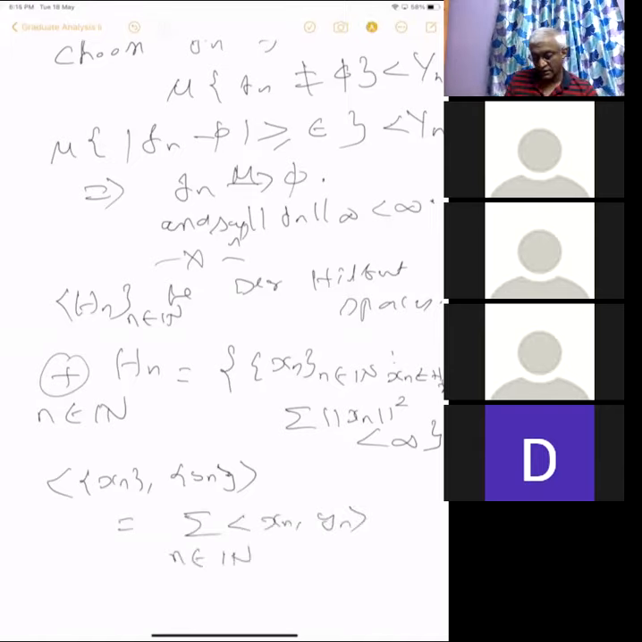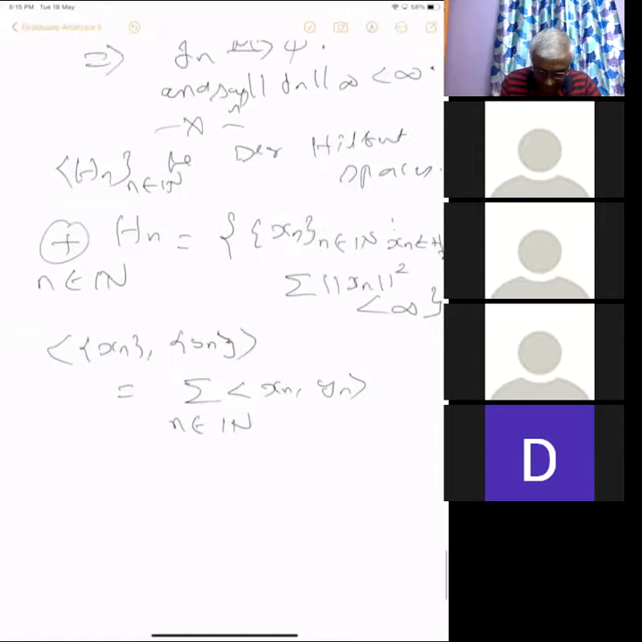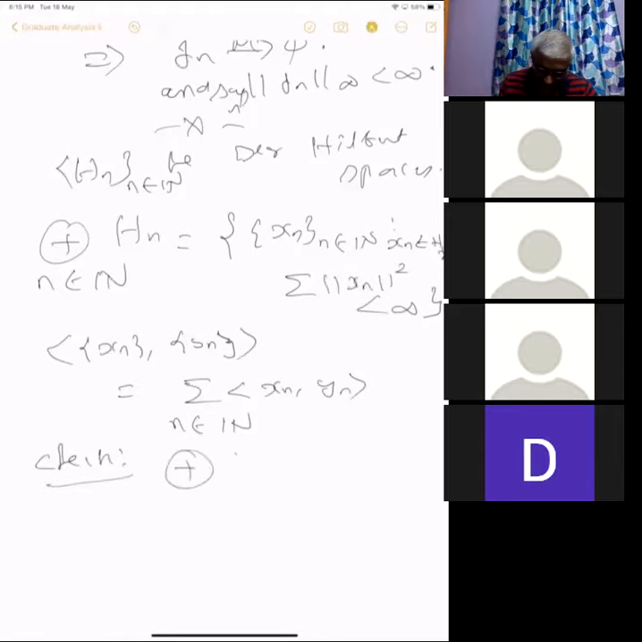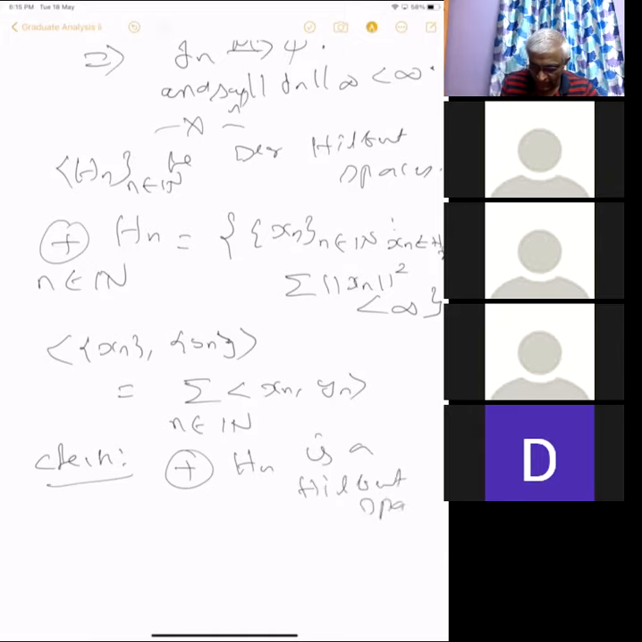So it's clear, because by the usual Cauchy-Schwarz inequality for small l2, it follows. I don't want to give it as an assignment, it's clear. Check that the direct sum of Hn is a Hilbert space. This is the same as the proof that L2 is a Hilbert space. It's very similar to that.